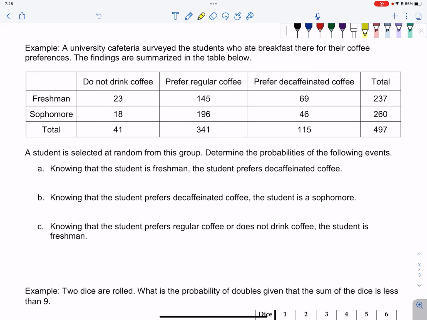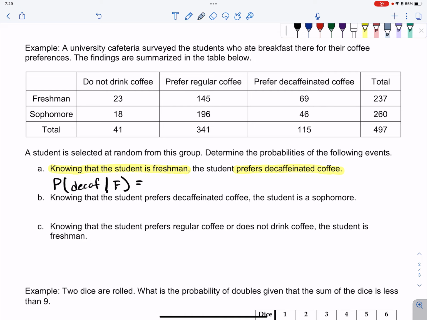The first one, we are told, knowing that the student is a freshman, the student prefers decaffeinated coffee. So this means we have been given that the student is a freshman. That is essentially what we are now going to restrict our sample space to. So we want to find the probability that they prefer decaf given that they are a freshman.